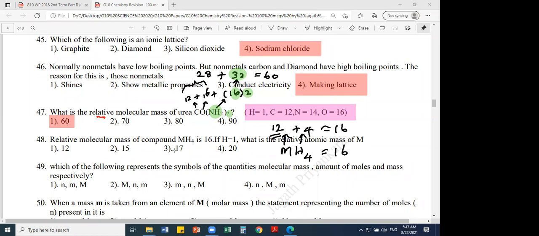Then question number 49, the 49th MCQ. There are some standard symbols for the molecular mass, moles, and molar mass, molecular mass, amount of moles and mass. So from this you get an equation, an expression for the calculation. For the 49th, I'll ask the answer from Afrin Nalim.